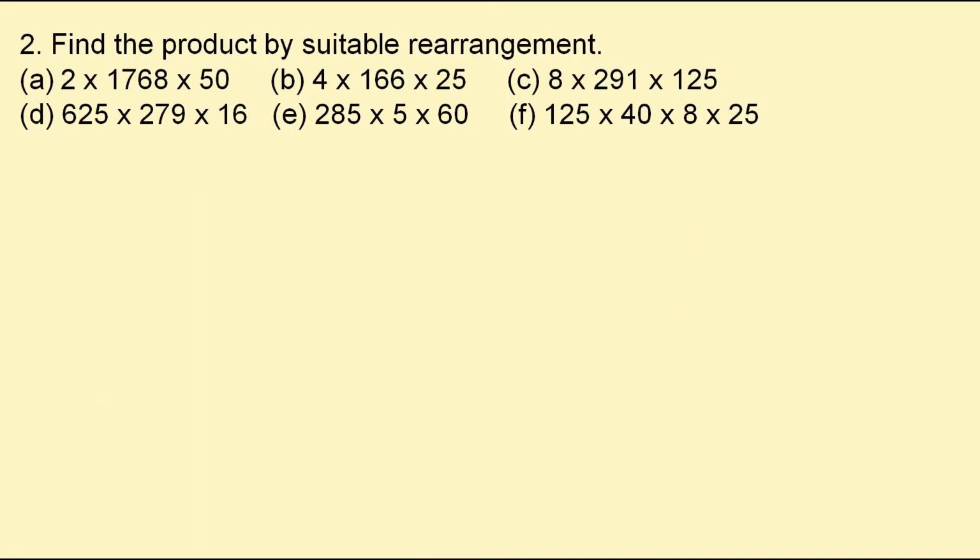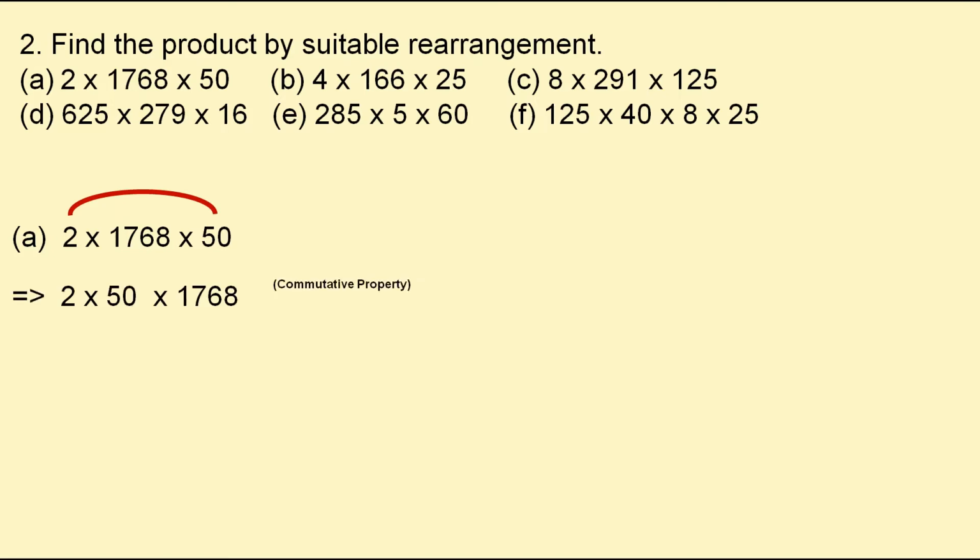Okay. Now let's move to the next question, that is second question. Find the product by suitable rearrangement. Okay, so let's take the first question, that is 2 into 1768 into 50. Now if you look carefully at the equation, you will understand that 2 into 50 is equal to 100. So we will make group of 2 and 50. First we will arrange the places with the help of commutative property. Now we will make group of 2 and 50 with the help of associative property.